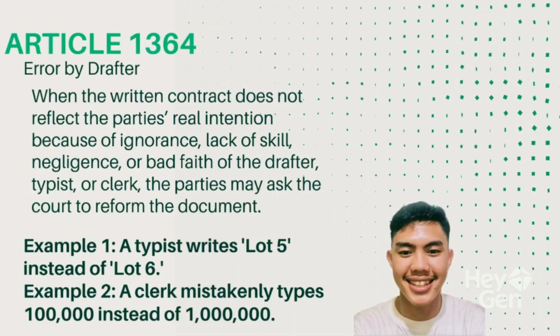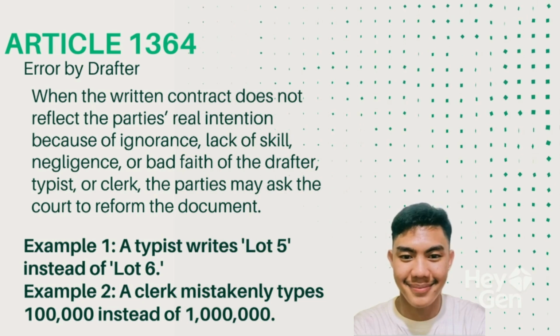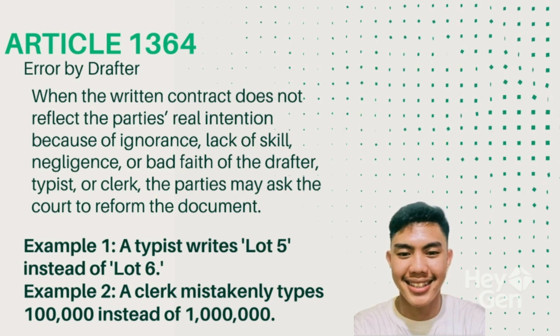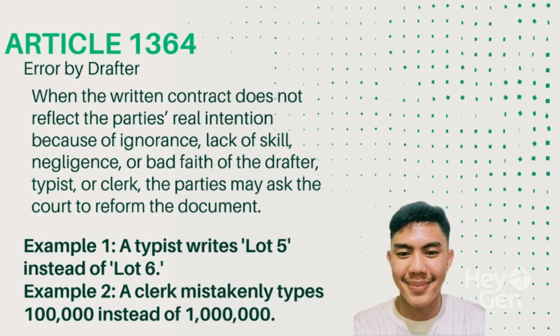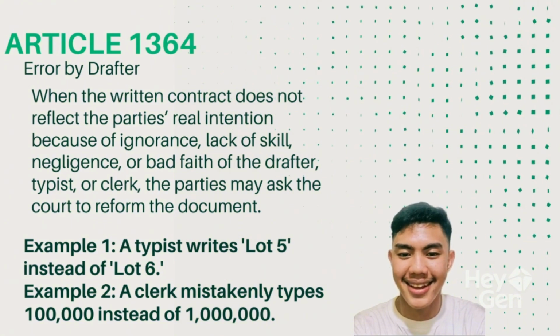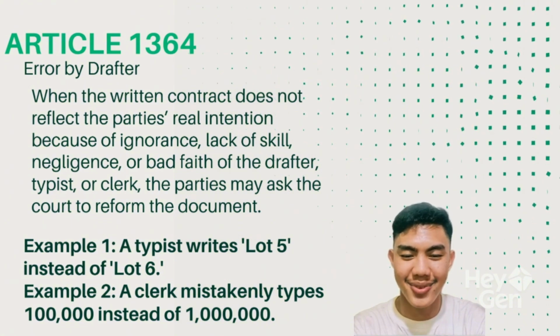Article 1364, Error by Drafter. When the written contract does not reflect the parties' real intention because of ignorance, lack of skill, negligence, or bad faith of the drafter, typist, or clerk, the parties may ask the court to reform the document. Example 1. A typist writes Lot 5 instead of Lot 6. Example 2. A clerk mistakenly types 100,000 instead of 1,000,000.